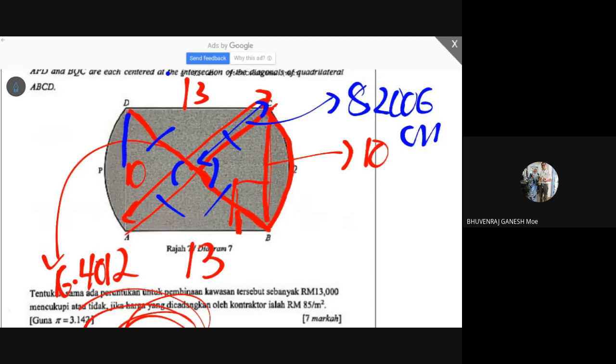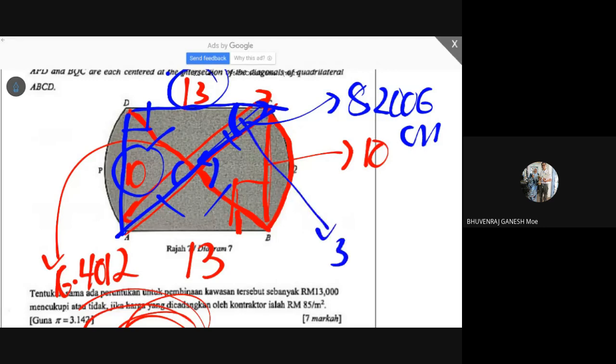Wait, this big triangle over here. Can you see you have 13 and 10 over here? Can you find this angle? Adakah kamu boleh cari sudut ni? This is a 90 degree, ya? What formula? Sine, cos or tangent? This one. Yes, very good. So tangent 10 over 13. Opposite over adjacent. And then shift tangent. Kamu dapat sudut ni 37.57. Okay, then how about this angle? How to find inside here?